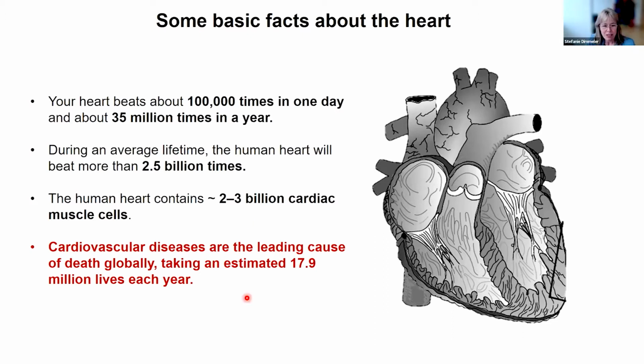And of course, cardiovascular diseases are still the leading cause of death. This is in part due to heart dysfunction, because if the heart can't pump blood anymore, of course the entire body is devoid of oxygen and cannot live.